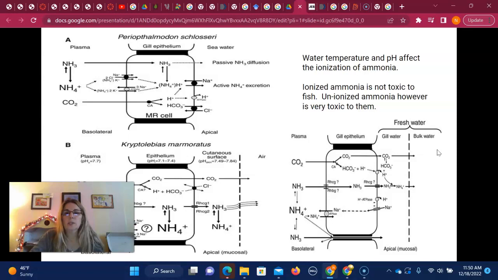This shows that this is the freshwater fish. There's also seawater, which is a little bit different with the sodium. However, I'm focusing more on the freshwater fish.